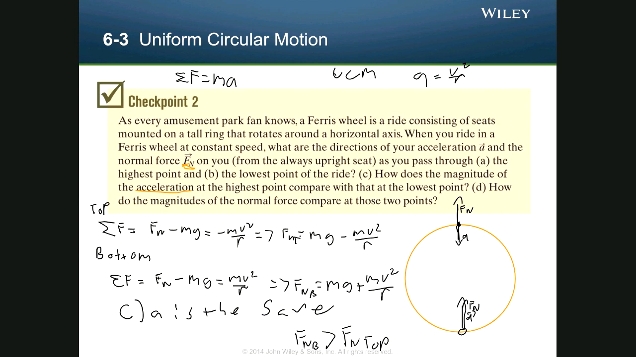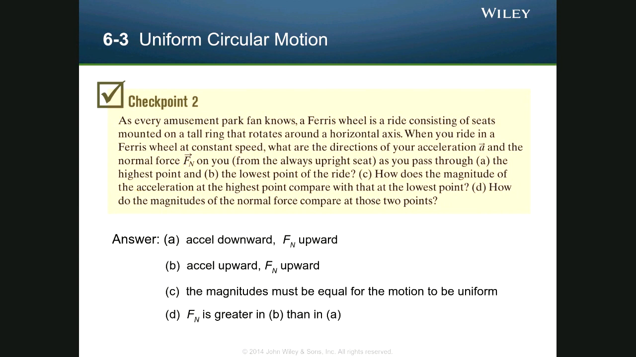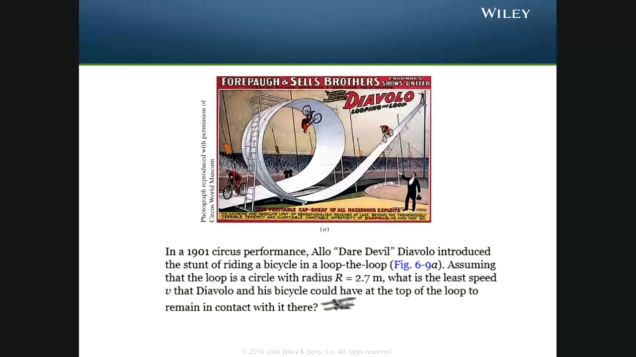All right, so let's move on to a similar problem, and we can check our answers, that physics is sane. Going forward, we're actually going to look at a similar problem, but now this time in the loop, you'll notice we're going to be on the inside of the loop, going around the loop-the-loop, okay? So in 1901, circus performer Daredevil Diavolo introduced the stunt of riding a bicycle in a loop-the-loop. All right, so he's looping the loop. He's coming down here and then looping the loop, okay?